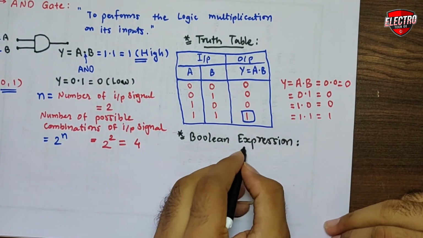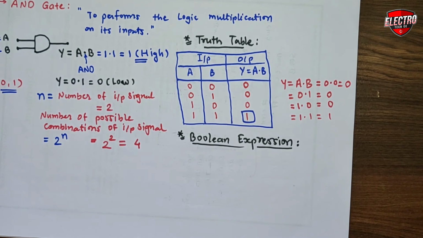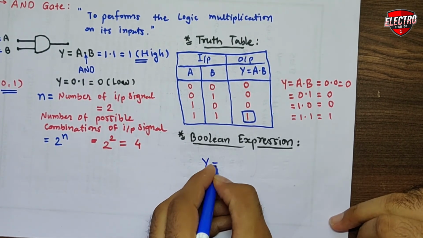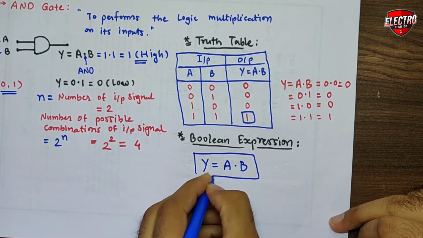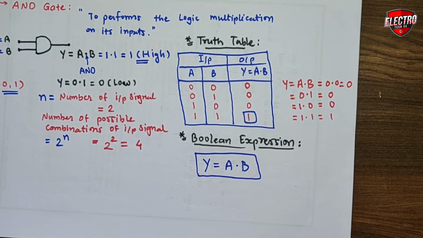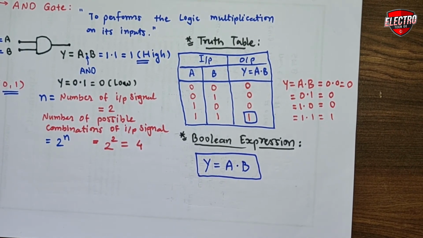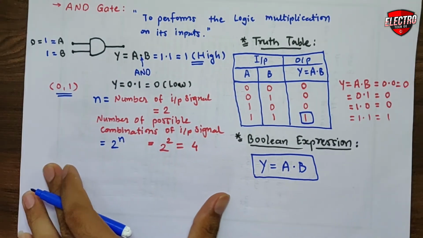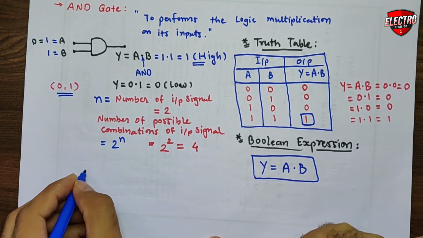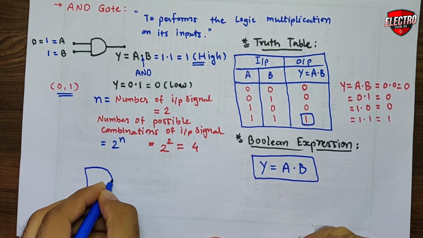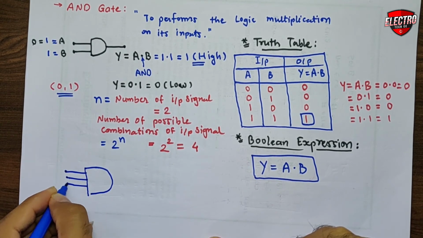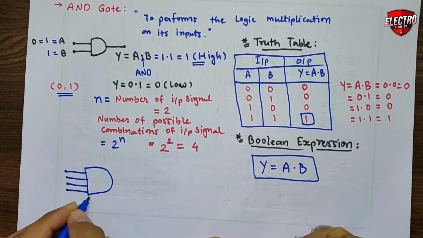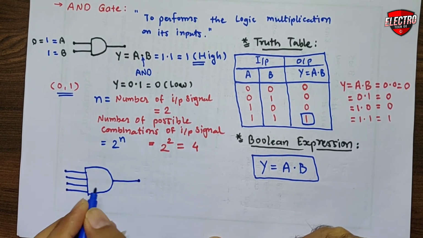The Boolean expression of the AND gate is given as y is equal to a dot b, the multiplication of input signals. Output is equal to the multiplication of the input signals. If we have multiple input signals, for example, 4 input signals to the AND gate: first one, second one, third one, and fourth one. Clear? And only one output signal.